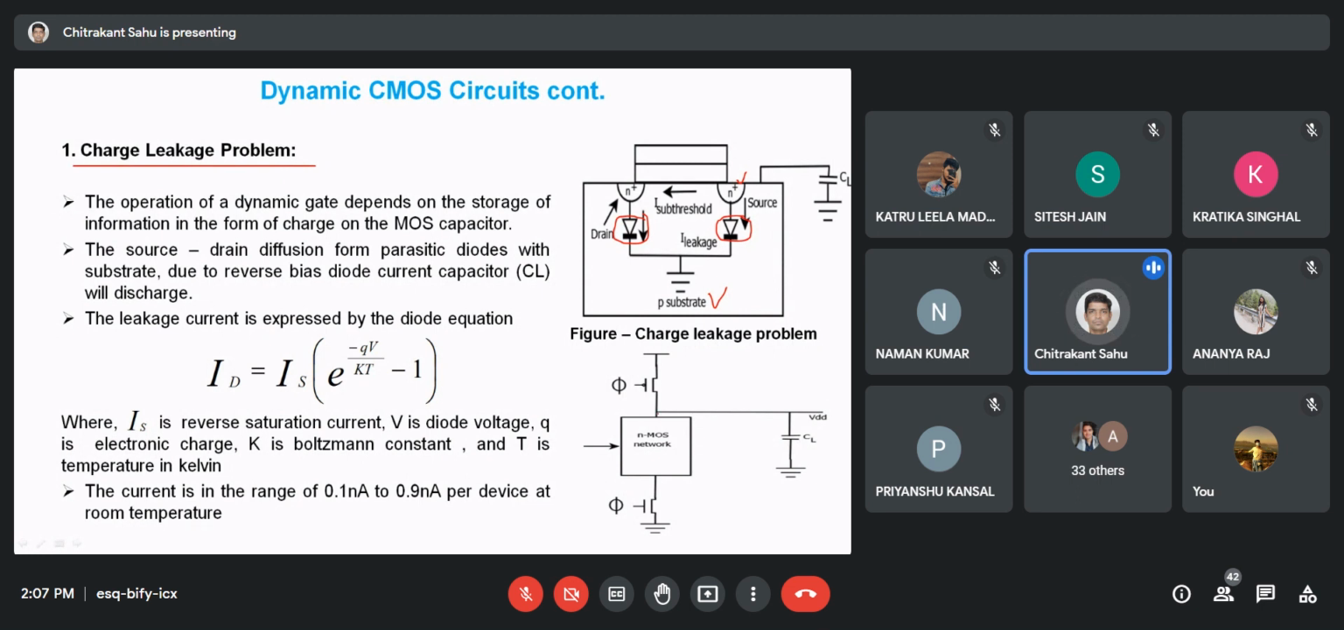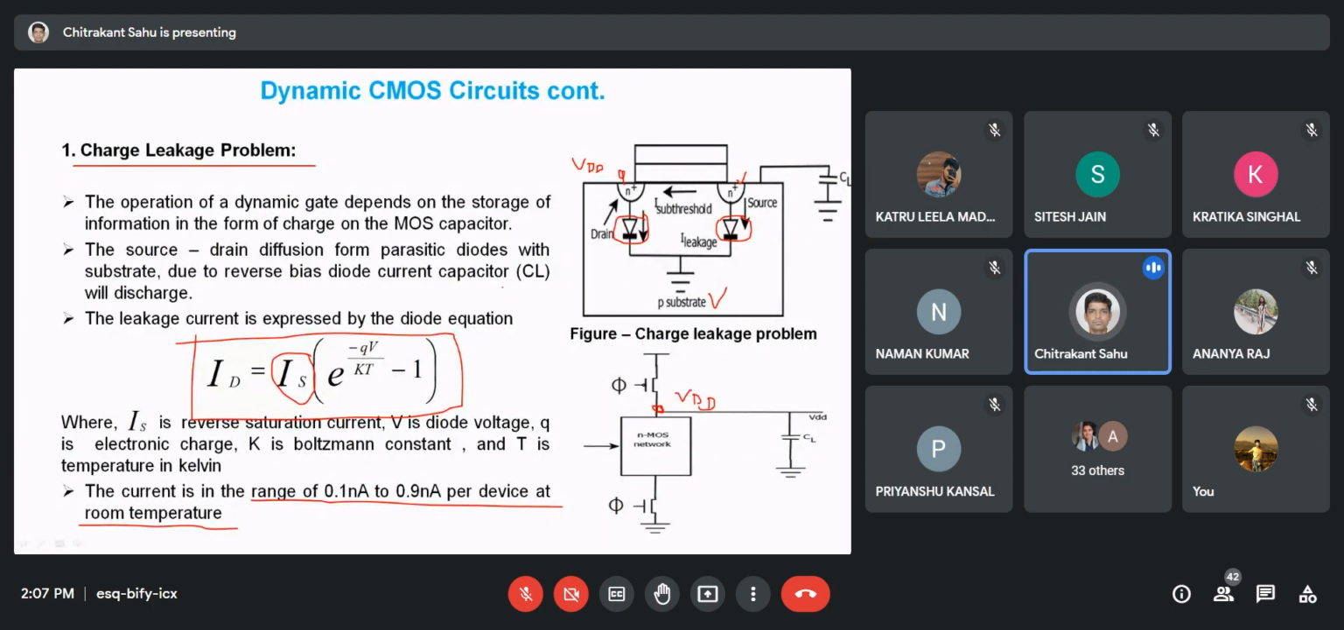As you know, this particular terminal is made VDD at the pre-charging phase, so it can be connected to one of the terminals like the drain terminal, and it will be at VDD, which makes a reverse bias of the diodes. If the reverse bias is obtained, it will lead to a current in the range of 0.1 nanoampere to 0.9 nanoampere, depending on the device, at room temperature. This is the leakage current equation of a diode, or reverse saturation current, that you can easily identify from the diode equations. So this is one of the problems in a dynamic CMOS circuit.